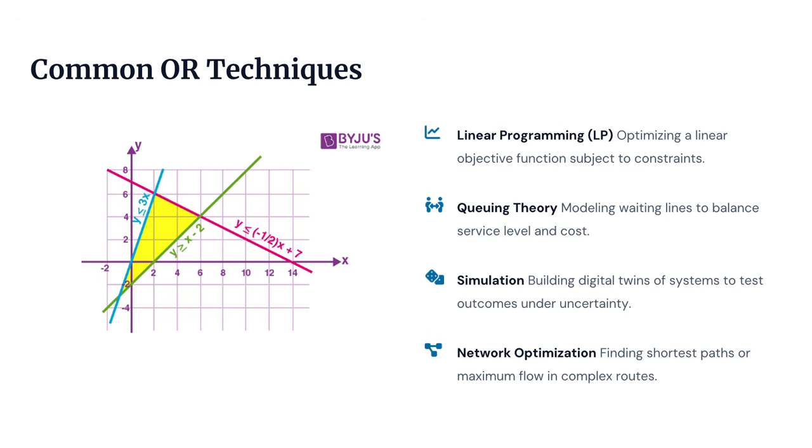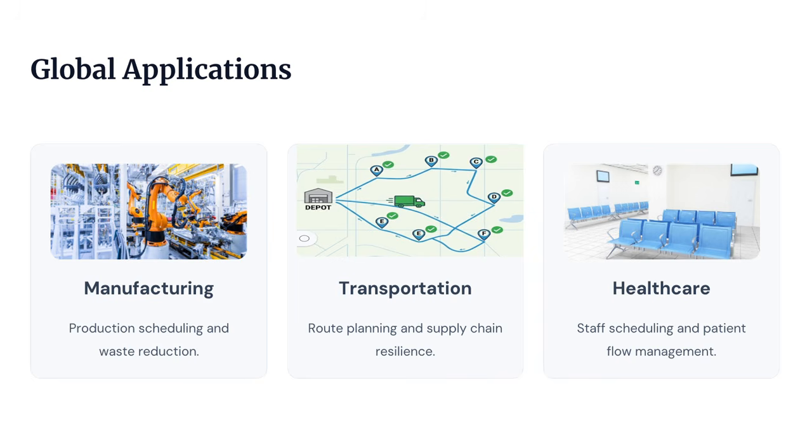The third technique is simulation. This lets you test what-if scenarios. The fourth and last technique that we cover in our session is network optimization. This helps find the best route. Have you ever used Google Maps? When it suggests the fastest route, that's optimization in action.